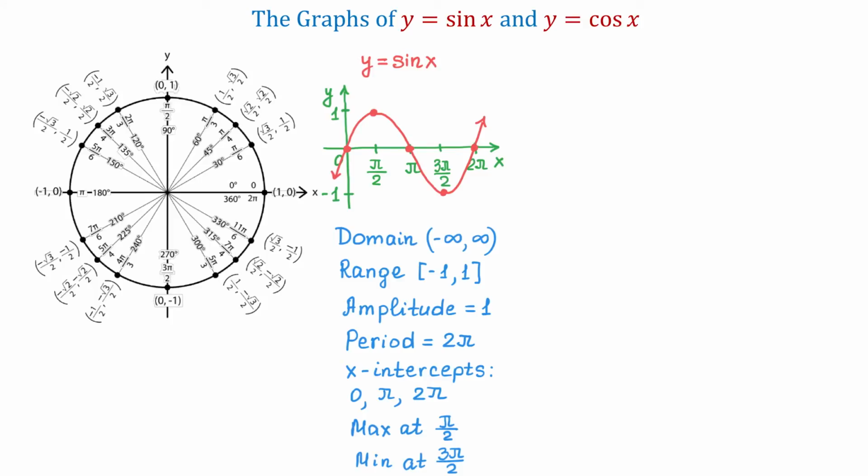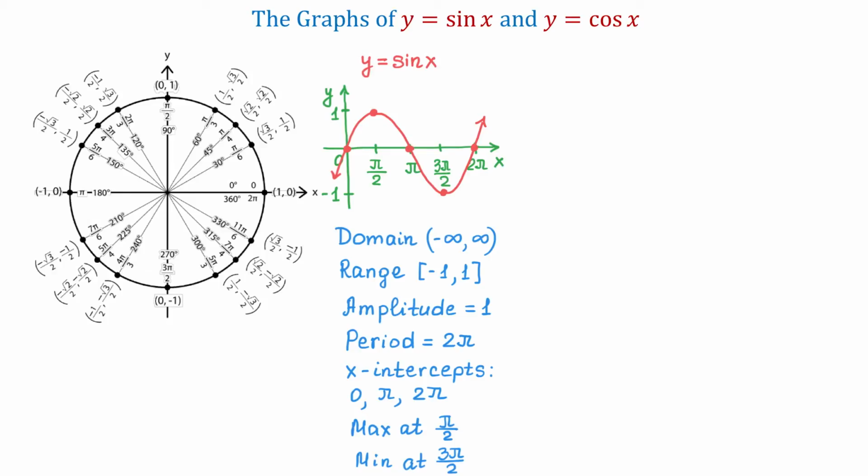Now, here are some characteristics of this function. The domain of this function is negative infinity to positive infinity, and this means that the graph will continue to the left and to the right indefinitely. The range is negative 1 to positive 1 inclusive. This means that the graph will stay in this range from negative 1 to positive 1, and there will be no graph above 1 and no graph below negative 1. The amplitude, which also represents the highest value for y, is equal to 1.